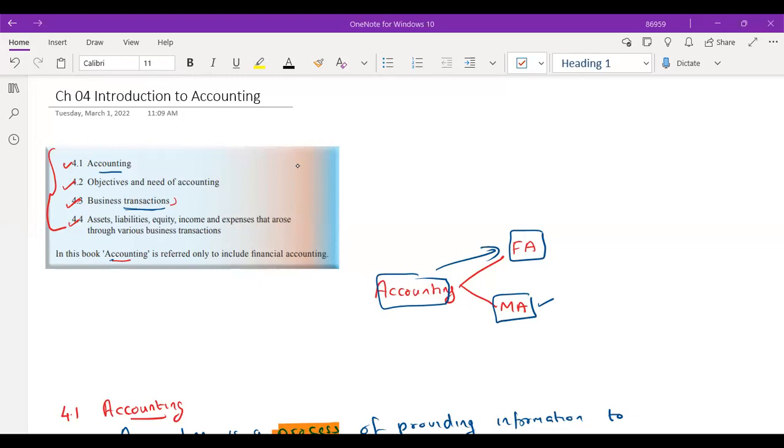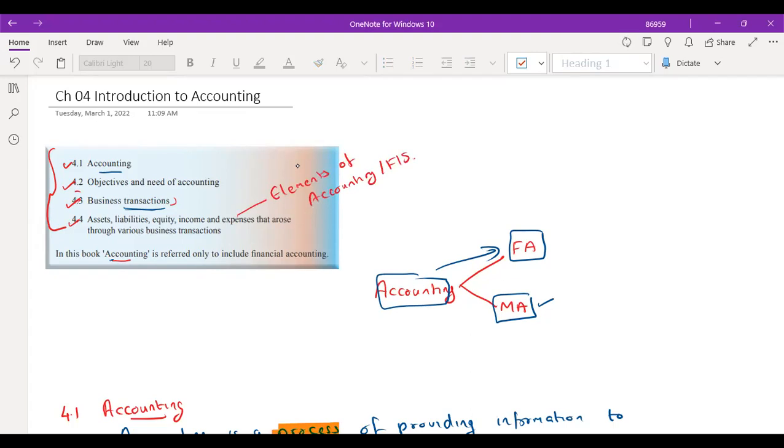4.1, which defines accounting. 4.2, that gives you an idea of the objective and the need of accounting. Why do we need to do accounting? And 4.3 discusses business transactions. What kind of transactions, the exchanges that could take place in a business. And chapter 4.4 defines assets, liabilities, equity, income, and expenses. These 5 are called elements of accounting or elements of financial statements.